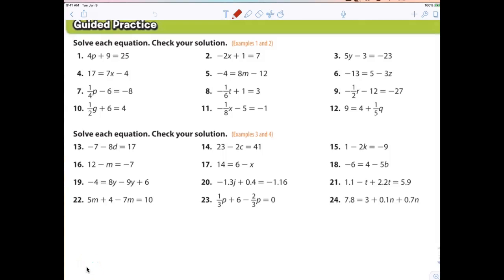Everybody knock out number 2 right now. Let's see how you're doing. It's the same as what it was yesterday, except instead of doing the odds, we're doing the evens.